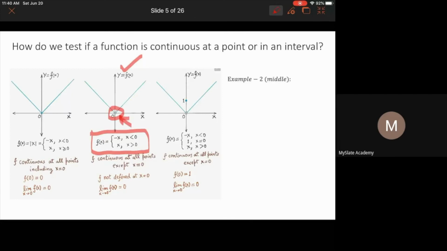So there's no question about its continuity, right? It doesn't have a value at x equal to 0. 0 is not part of its domain. That's what we say, and therefore, it is not continuous. So that's a pretty straightforward thing.